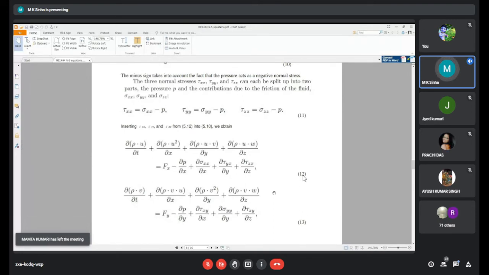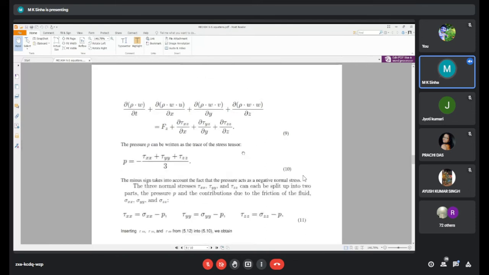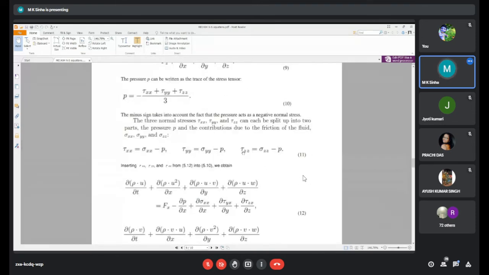So f_x minus del p by del x plus del by del x of sigma xx plus del by del y of tau yx plus del by del z of tau zx. So this is the momentum equation along the x-axis, which is written for equation 7. Here, simply tau xx is replaced by sigma xx minus del p.